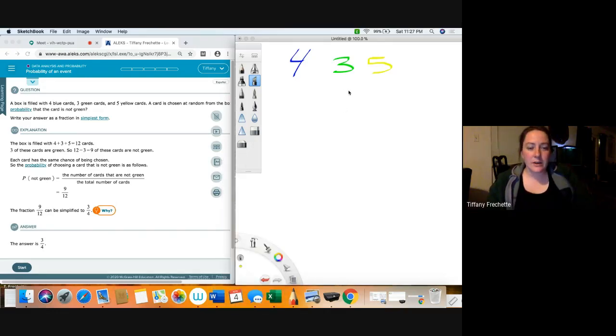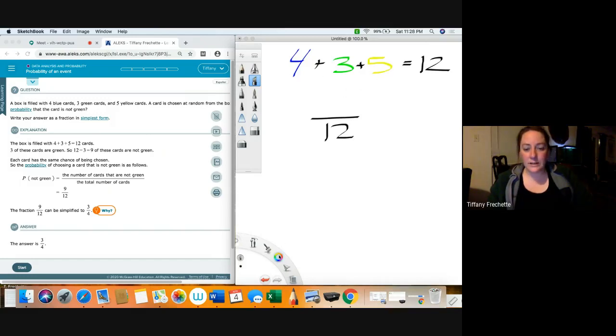All right. So a card is chosen at random, and they want to know the likelihood of it not being green. So I'm going to change this over to black for now. First we need to know how many total there are. So we have to add all these together. We get 4 plus 3 is 7, plus 5 more is 12. So this is my total number of outcomes. If I reach into the box, I can choose any of those 12 cards that are in there. 4 are blue, 3 are green, 5 are yellow, but I can choose any one of them.